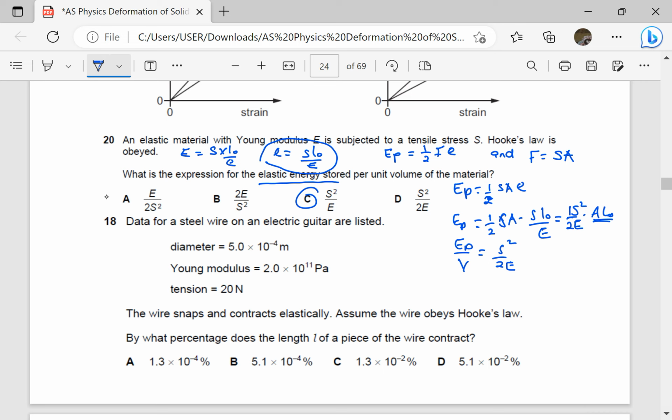I first established the expression for Young modulus from stress over strain, which is stress times original length over extension. I made the extension the subject, then the expression for potential energy, which is a half Fe, and I know F is stress times cross-sectional area. So I came up with this expression when I substituted for F. Then when I brought in E, I arrived at this point. Remember, cross-sectional area times original length is volume. So the elastic potential energy per unit volume is going to be that expression.